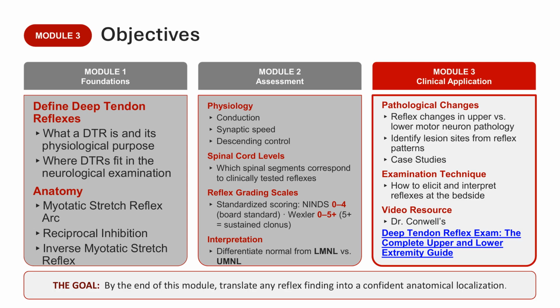Welcome back. My name is Dr. Conwell, and this is Module 3, the final module of my three-part series on the deep tendon reflexes.